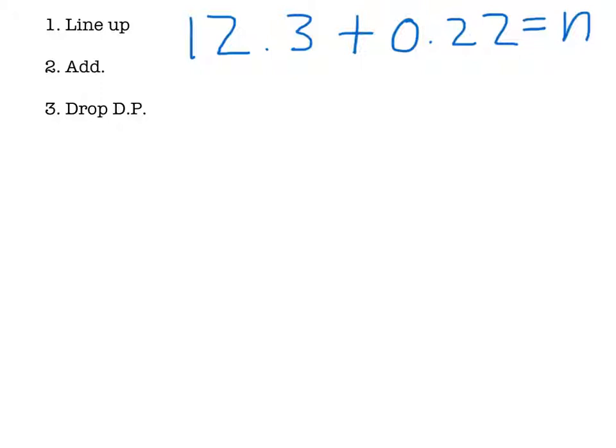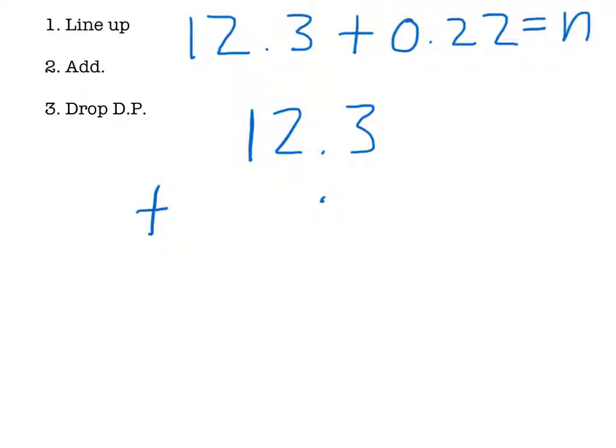So lining up starts with me stacking these numbers up like I would for any addition problem. So 12.3 goes on top, put my addition symbol in, and then the next thing I'm going to do is actually put in the decimal point from that other number first so that those two decimal points get lined up right away. That's that first step, line up.